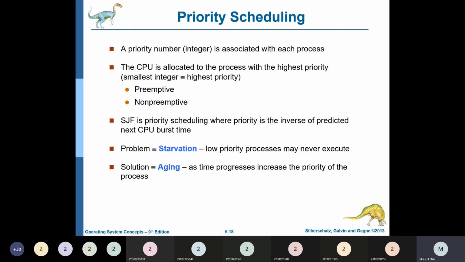process, which is given the higher priority, has a maximum burst time, what happens? The other processes coming next, or the lower priority processes, will wait for a long time. So it slows down the entire system. So for it, the solution is aging. As time progresses, increase the priority of the process.